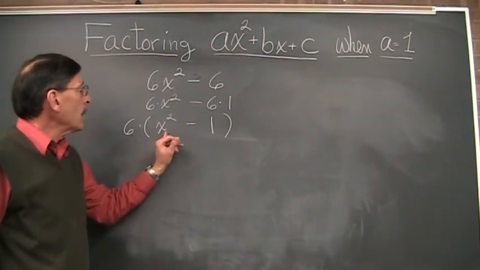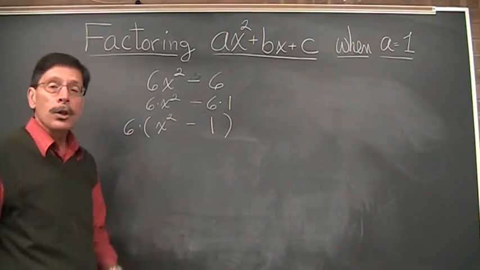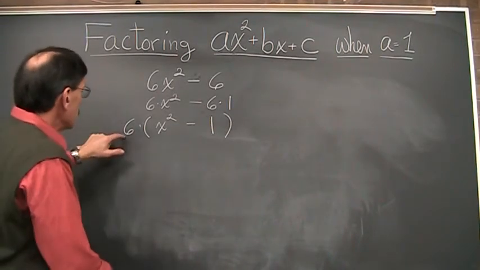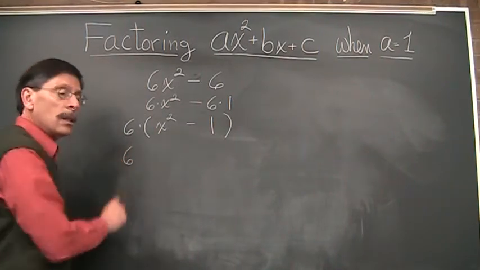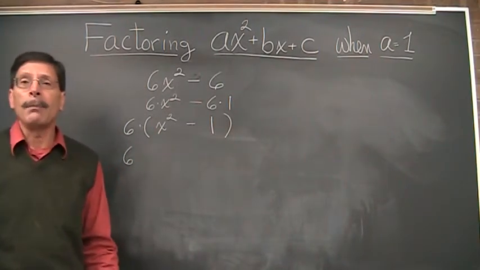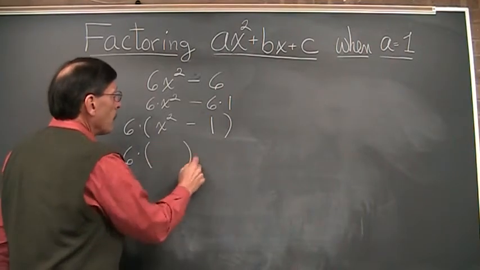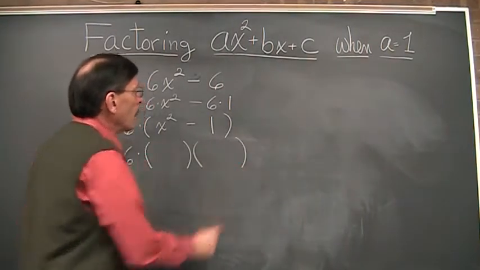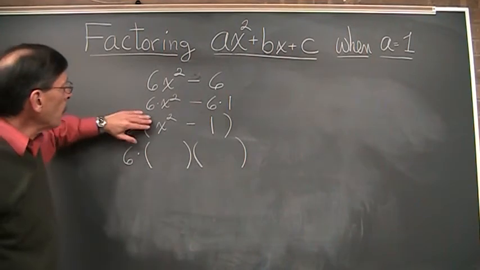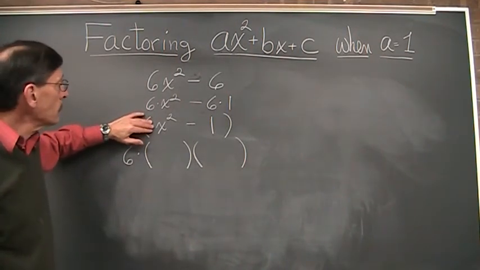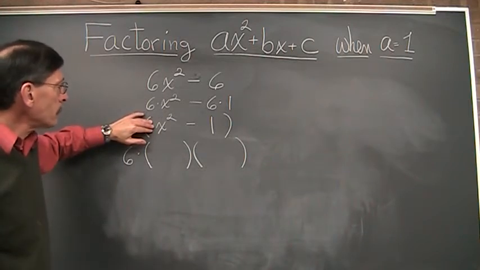Now, this quadratic doesn't have a middle term. However, it can be factored. The 6 is going to sit there and watch the rest of the problem. I'm going to draw a double set of parentheses. And the remainder of my work is going to be to factor this expression, x squared minus 1.